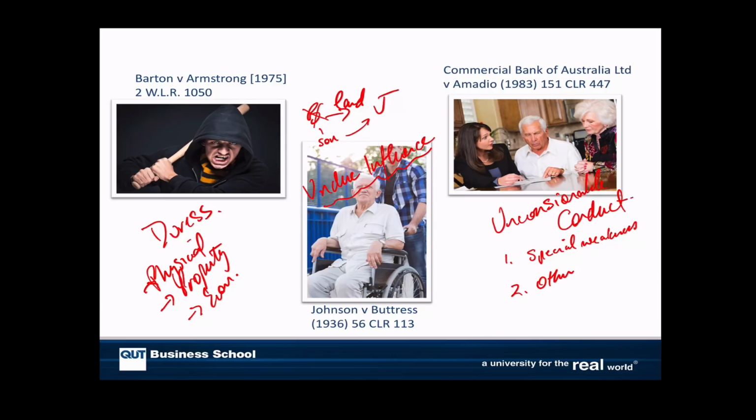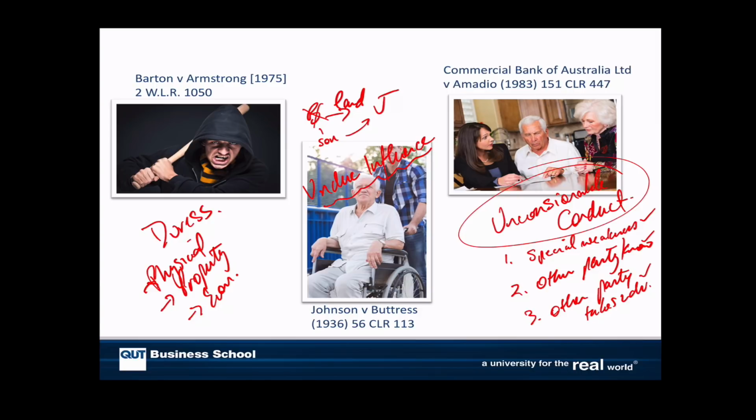Second, the other party must know about that or should know about that, and that was pretty clear in the interactions with them. And third, the other party must take advantage. Okay, takes advantage. Now, if those 3 conditions are met, we have unconscionable conduct. And that's what we had in this case. The Amadios had a special weakness. The bank manager knew or should have known about that, and the bank manager took advantage of their limited English and lack of experience in this matter.